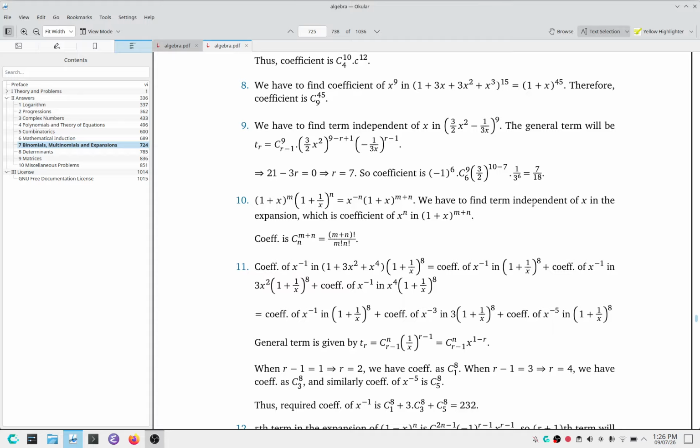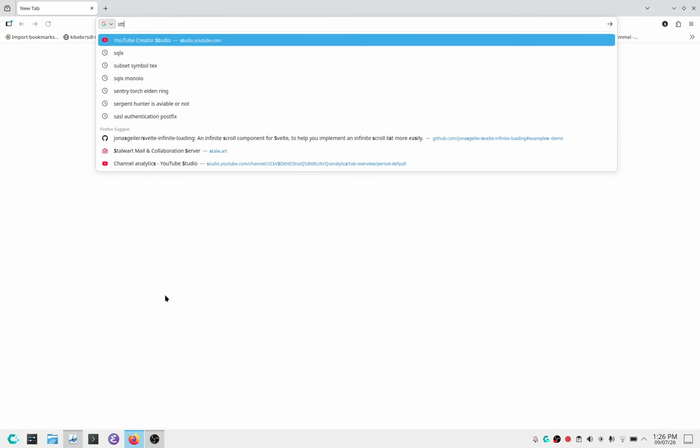Now to find the term independent of x in the expansion, which is coefficient of x to the power n in 1 plus x to the power m plus n, which is equal to m plus n C n is equal to m plus n factorial over m factorial times n factorial. And with this, we come to the end of first set of problems on binomial theorem.